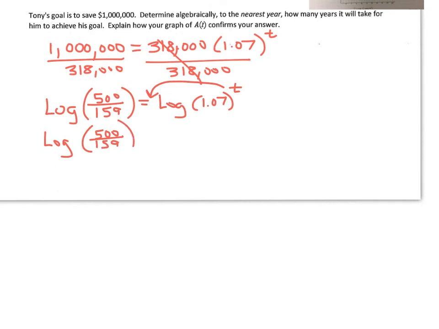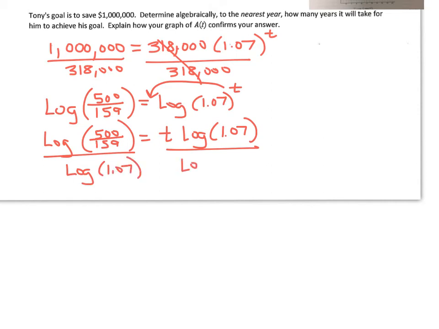We're going to have the left-hand side of the equation being equal to t times log of 1.07. Okay, and then to get the t by itself, we're going to just divide both sides by log of 1.07. And those will cancel, leaving us with just t. Okay, now when we plug this into our calculator, we get, I'm going to write the approximate on the paper, we get approximately 16.9336. And they want to know to the nearest year how long will it take him to achieve that. So it's going to take him 17 years.